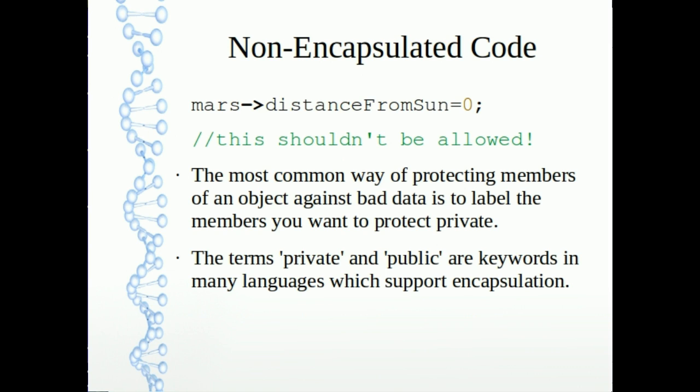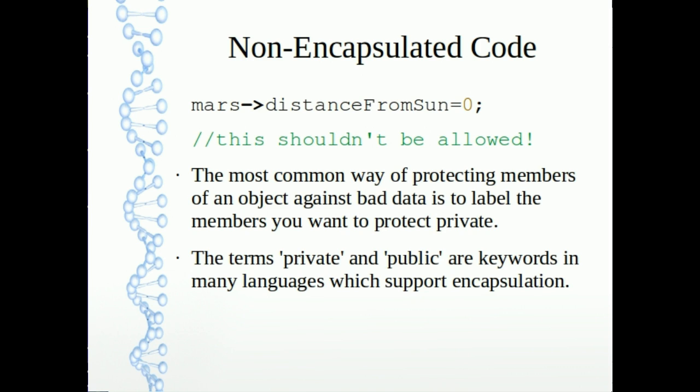Then we can access the distance from the Sun property of the Mars object and set it to 0. But you'll notice I've put in comments underneath that this shouldn't be allowed. And as we've already said, the most common way of protecting members of an object against bad data is to label the members you want to protect private. The terms private and public are keywords in many languages which support encapsulation.